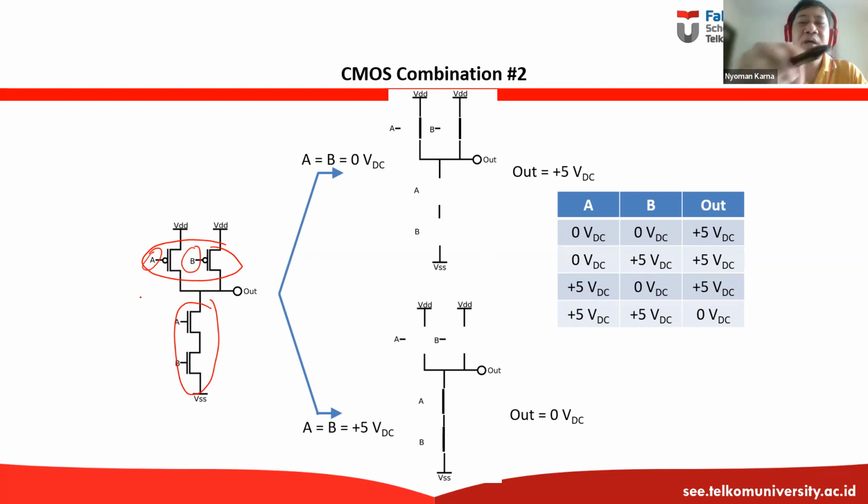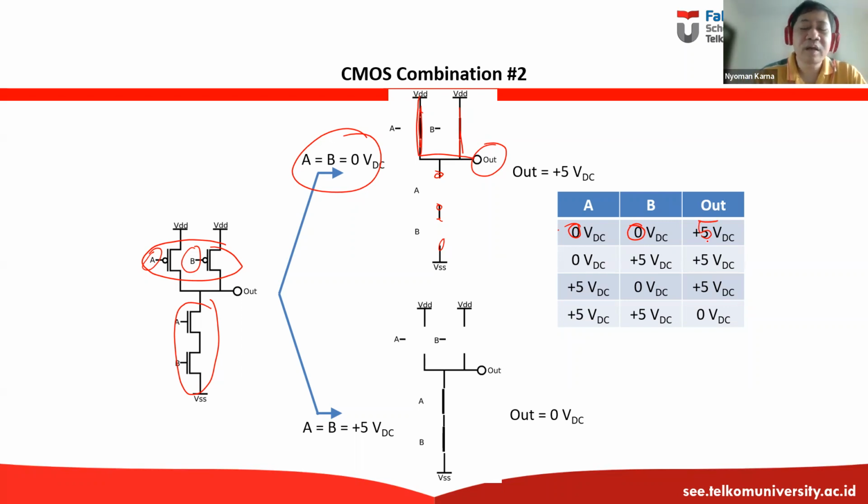Let's say, for example, I give all the input 0. If I give 0, then what will happen? This will be cut off, and this will be saturated. So in this case, the output will be connected directly to the VDD, plus 5 volt. So give 0 and 0, the output will be plus 5 volt.